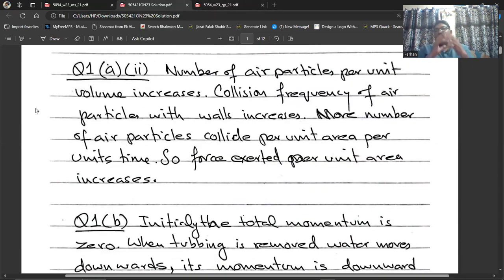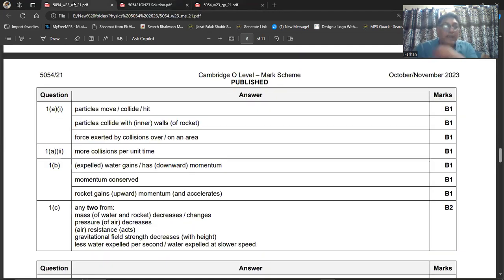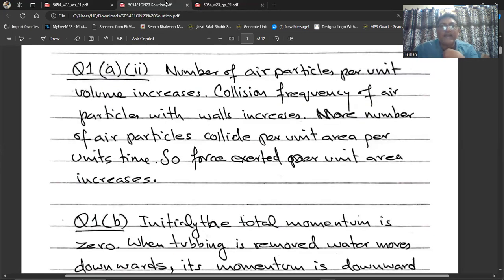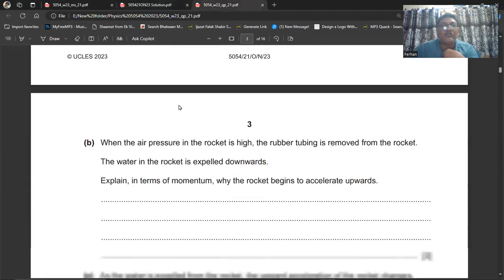Okay, I have tried to write this answer. Question number 1A, second part. Number of air particles per unit volume increases. The collision frequency of the air particles with the wall increases. More air particles collide per unit area per unit time. So force exerted per unit area increases. That's why the pressure will increase. So let's see: more collisions per unit time, that is what their marking scheme is saying. I hope you understand this answer. Let's go to the next part.